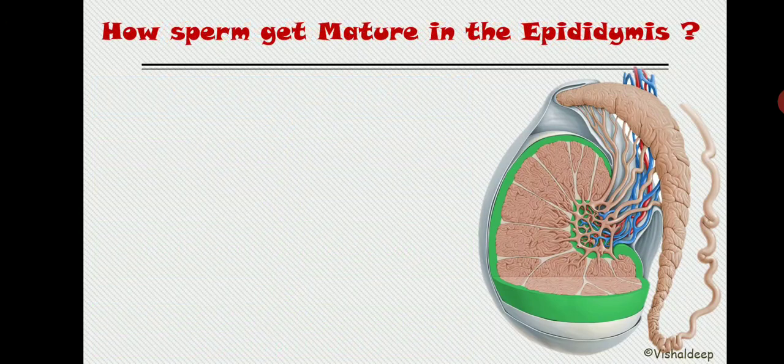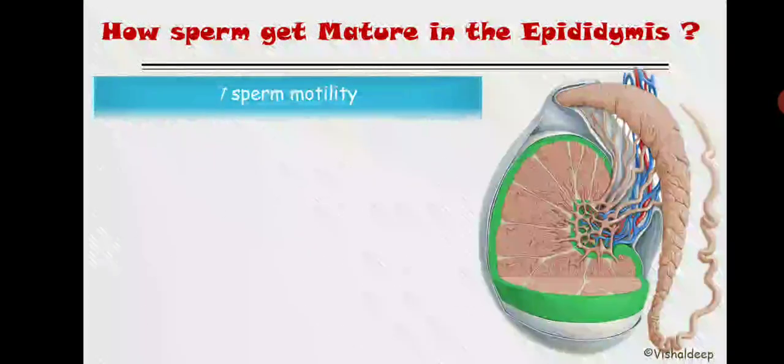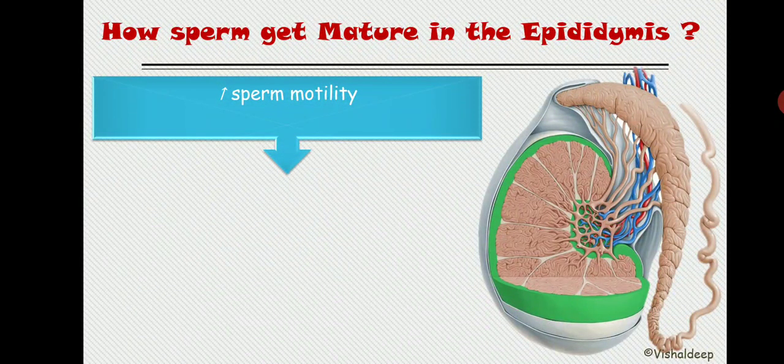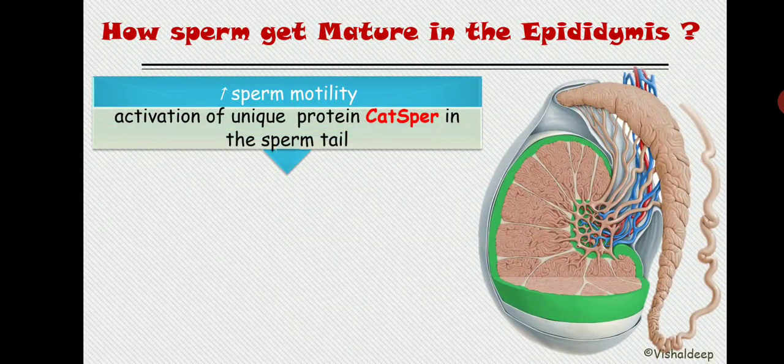Now how does the sperm get mature inside the epididymis? The first thing is increased sperm motility. How do sperm start motility, or how do sperm become motile? Basically by activation of the CatSper channel, the calcium channel that is situated over the principal piece of the tail, right? This is the first step of the maturation.